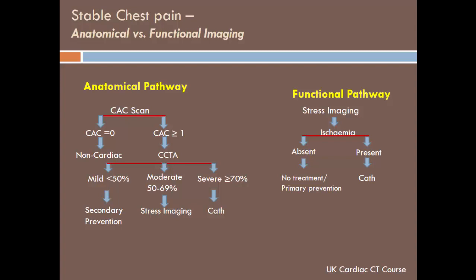Now, we'll go through a bit about the FFR. In the way we go about imaging patients with stable chest pain, you can go down an anatomical pathway starting from cardiac CT, or you could go down a functional pathway starting from a stress imaging technique. If you went down the anatomical pathway and you see moderate stenosis on CT angiography, that's where stress imaging is most valuable. Obviously, you can do stress imaging in patients with severe stenosis as well, just to make sure that this is causing ischemia, because we know several cases where anatomically the stenosis may look severe, but functionally it may not be.